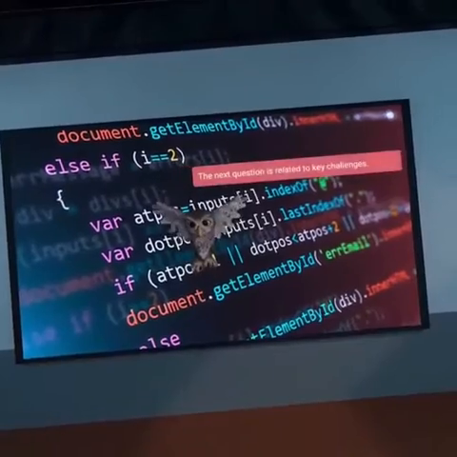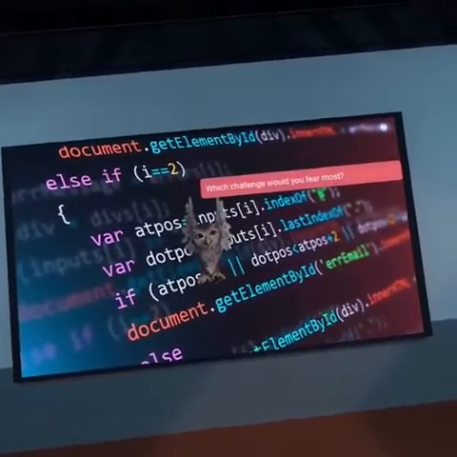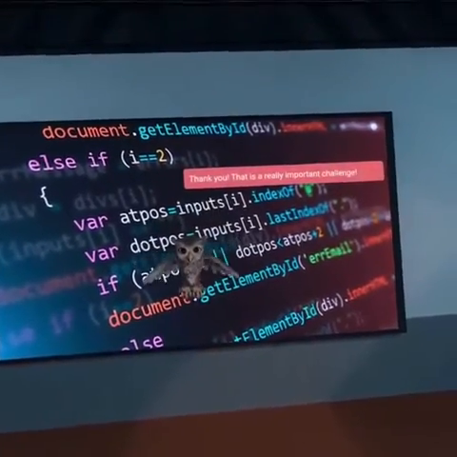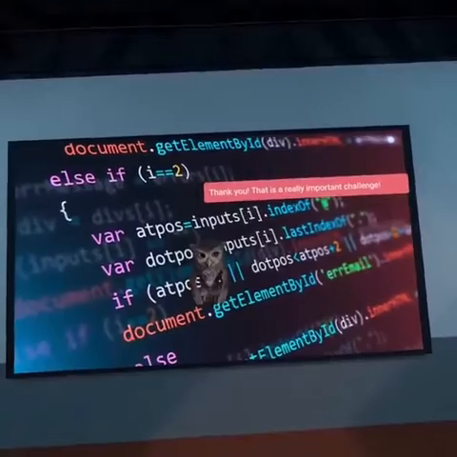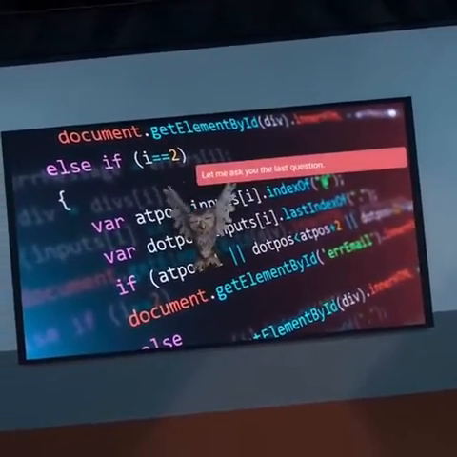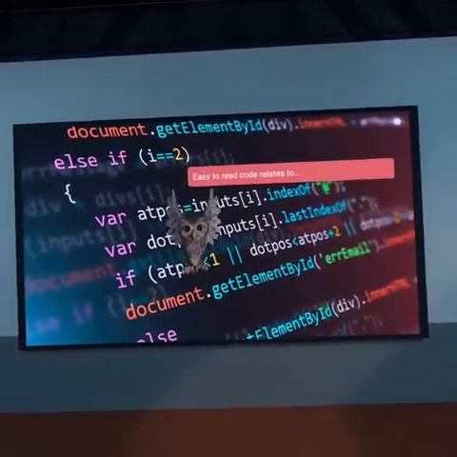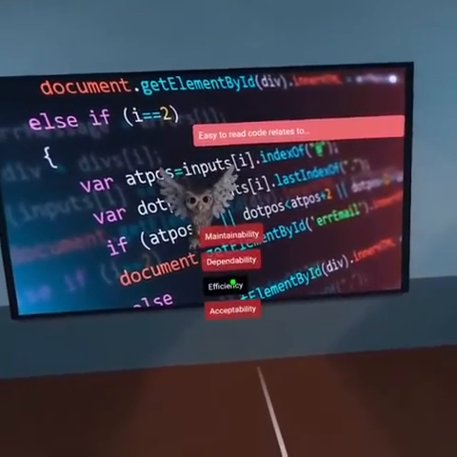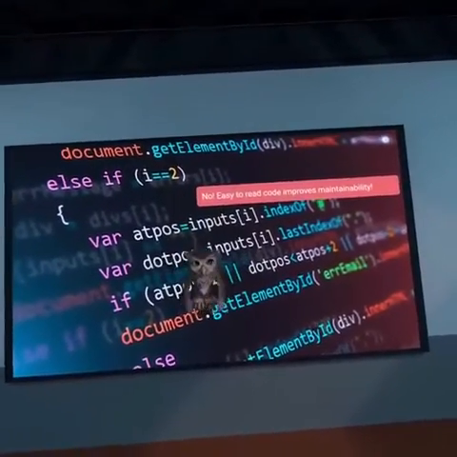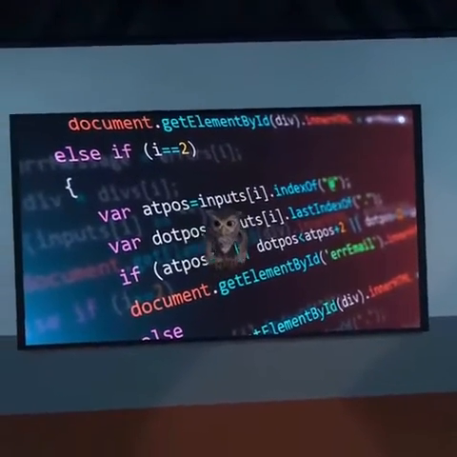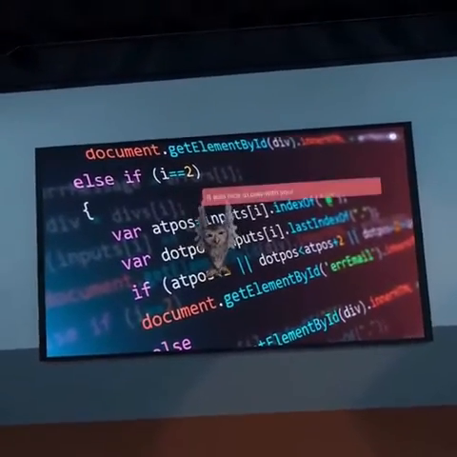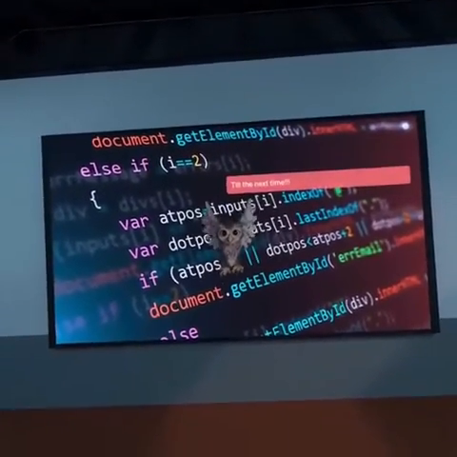The next question is related to key challenges. Which challenge would you fear most? Thank you. That is a really important challenge. Let me ask you the last question. Easy to read code relates to? No. Easy to read code improves maintainability. That's all. It was nice to play with you. Till the next time.